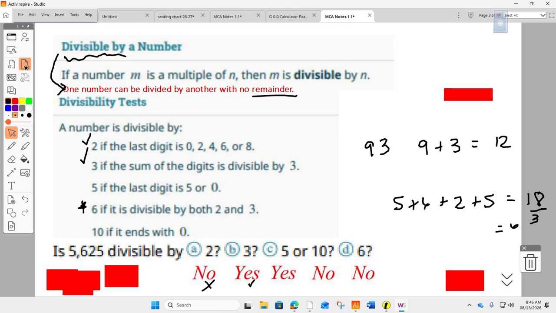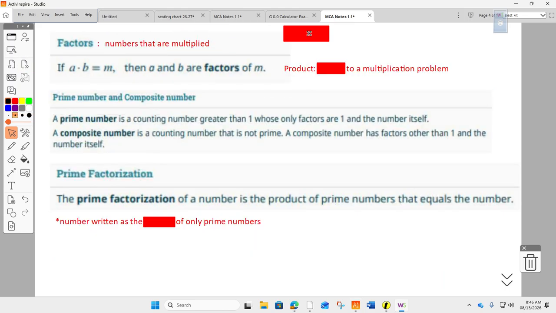Factors. What operation are we using when we talk about factors? Addition, subtraction, multiplication, or division? Multiplication. So numbers that are multiplied are factors. When you multiply two numbers together, you get a product, right? So a product is an answer to a multiplication problem.